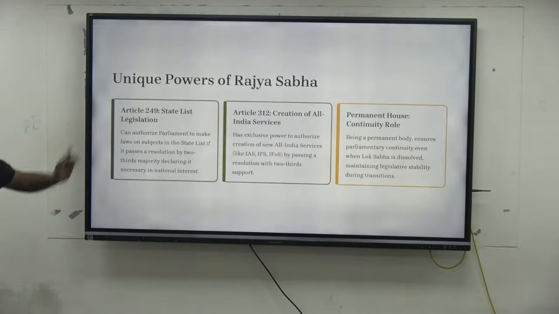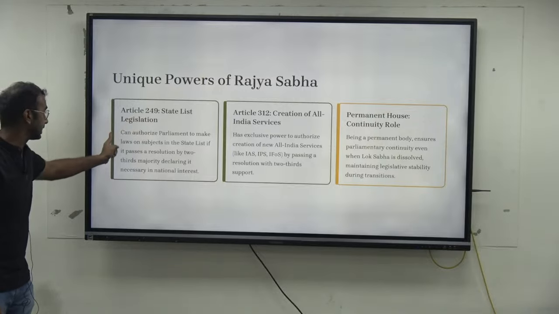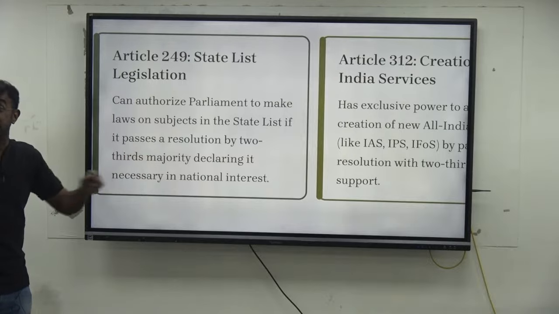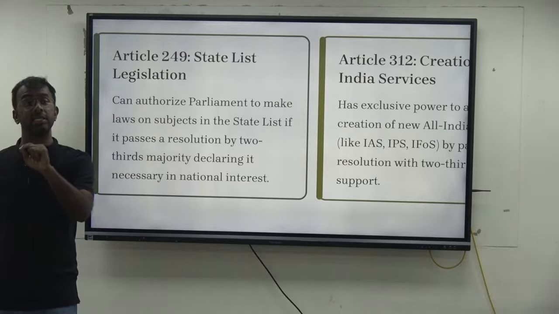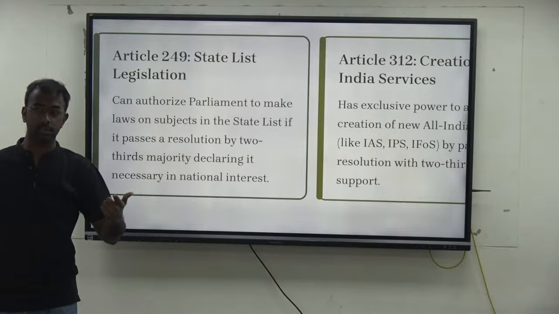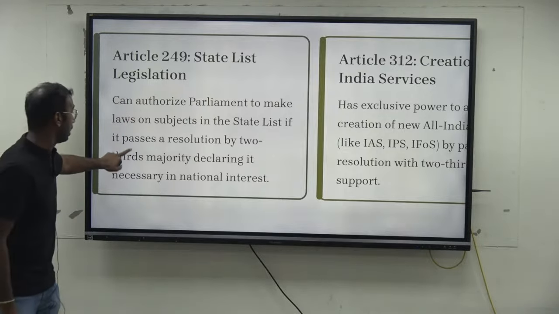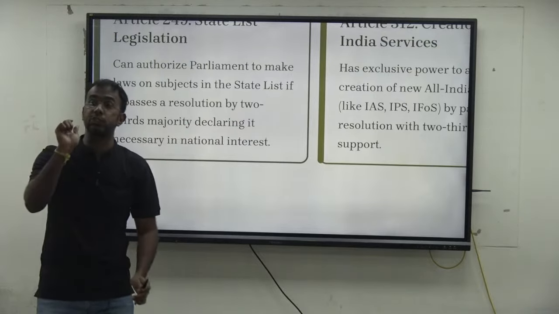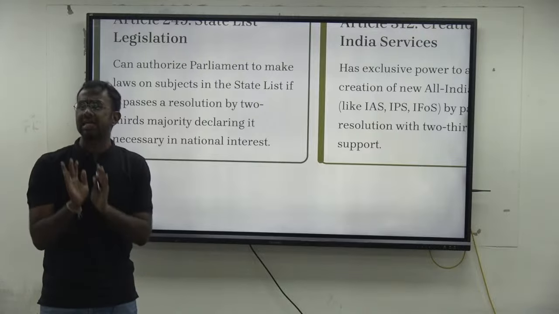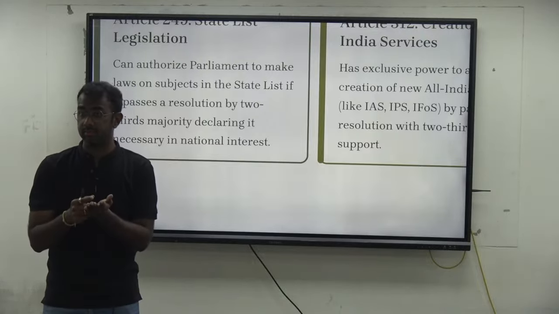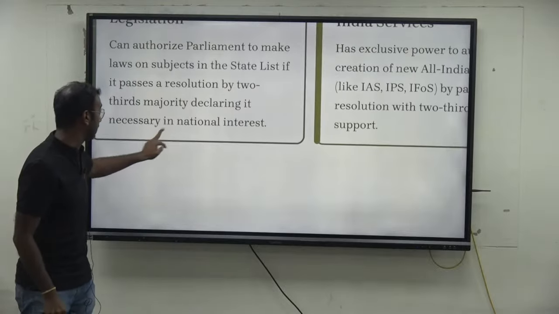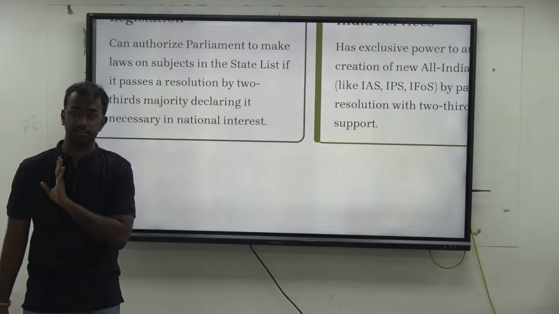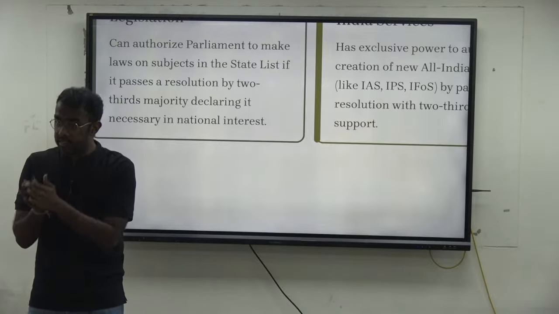Same when it comes to unique powers of Rajya Sabha. State list legislation. Rajya Sabha can authorize the Parliament to make laws on subjects in the state list. State list, who is responsible for passing acts? State government. But if Rajya Sabha passes a resolution by 2/3 majority, UPSC will change 2/3 to what? Simple majority. So I will change the numbers. And they have also given necessary in national interest. Only when there is national interest they can do that. These are the things you have to observe.